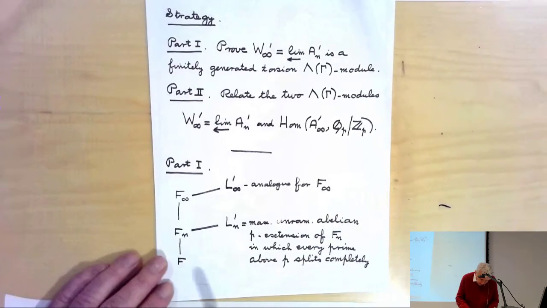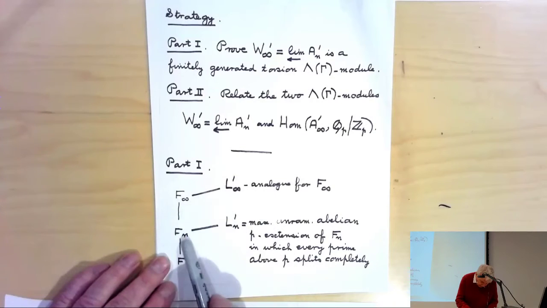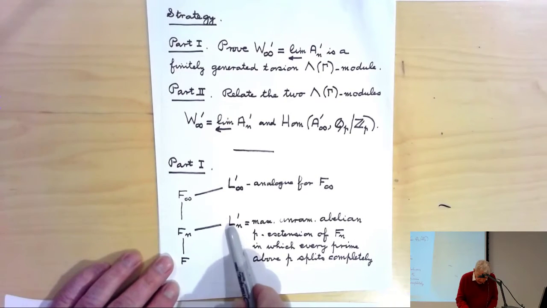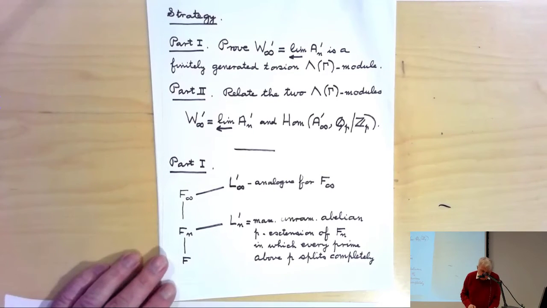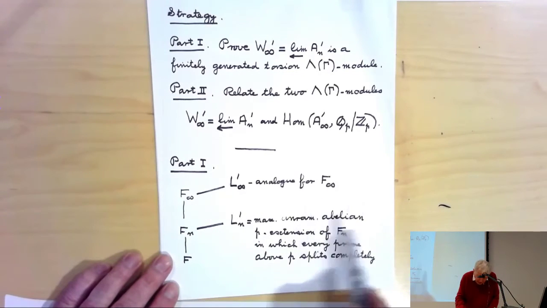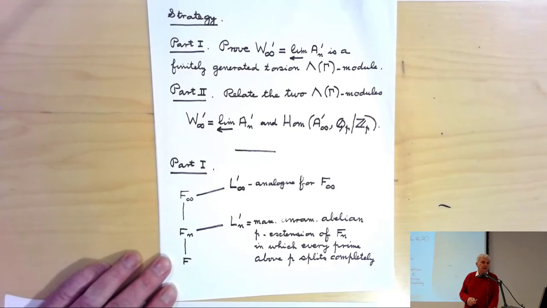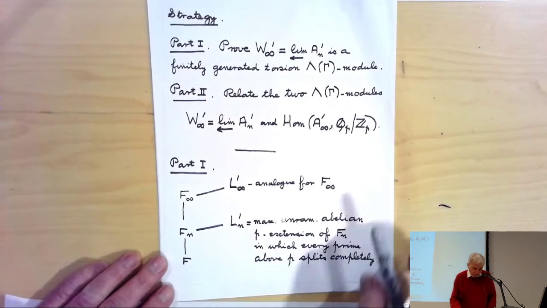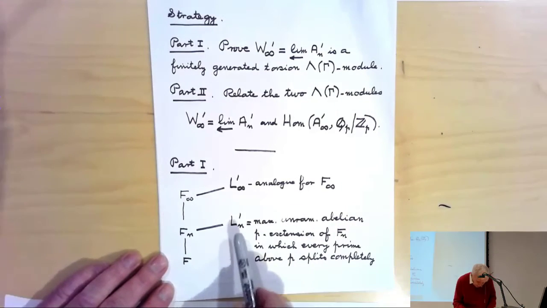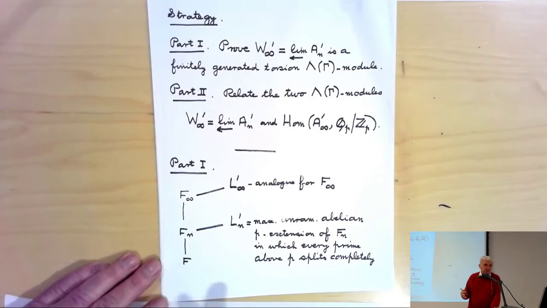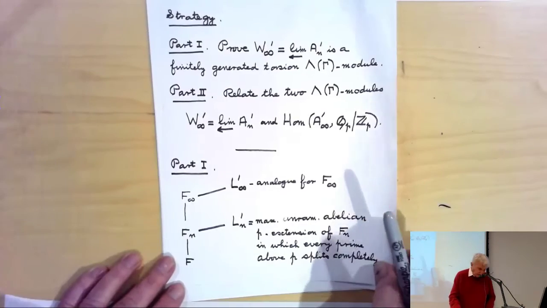So now let's look at the nth layer, F_n. It will also have an analog. It will have the field L_n prime, which is by definition the maximal unramified abelian p-extension of F_n in which every prime above p splits completely. And of course, by class field theory, the Galois group of L_n prime over F_n is isomorphic to A_n prime.